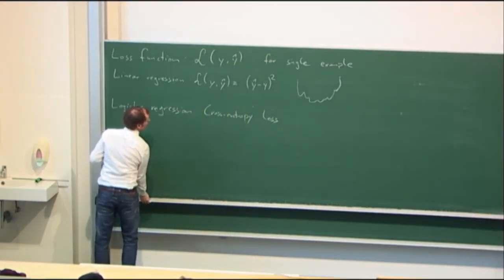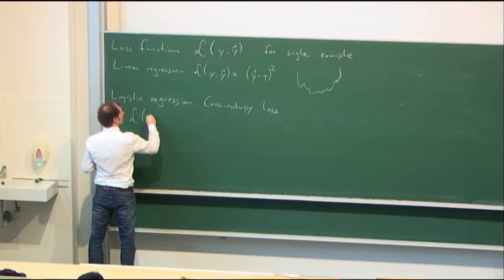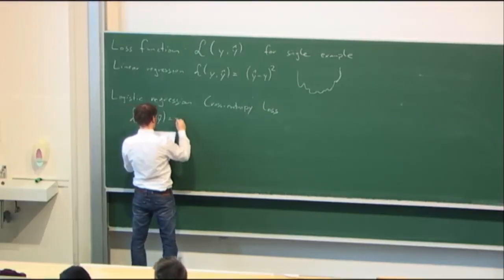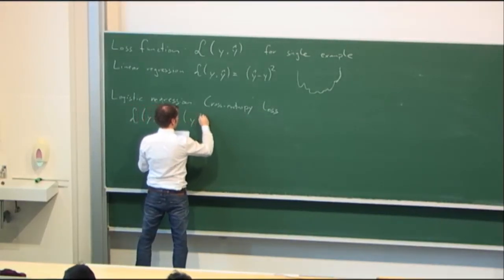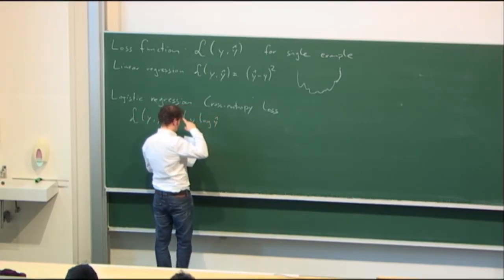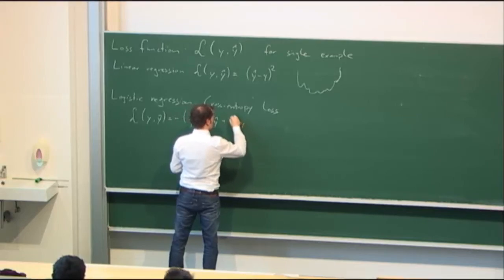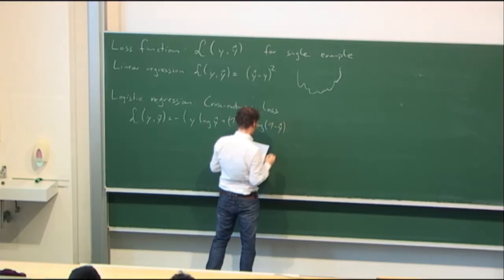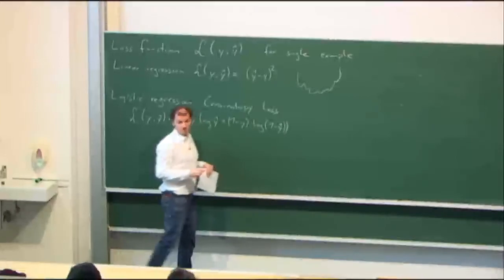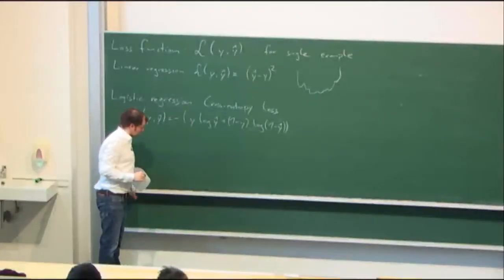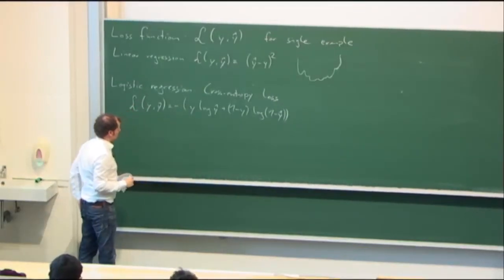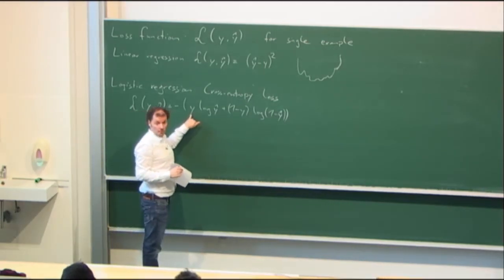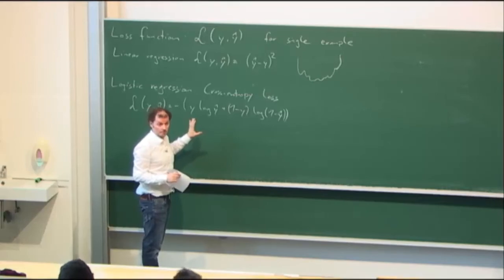And the loss function between y and y hat is negative y log y hat plus (1 minus y) log (1 minus y hat). I admit this looks a bit strange. It basically makes sense if you think about the fact that y can only be 0 or 1, right? Y can never be anything but 0 or 1.